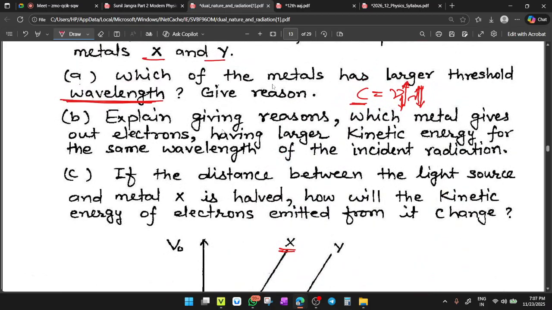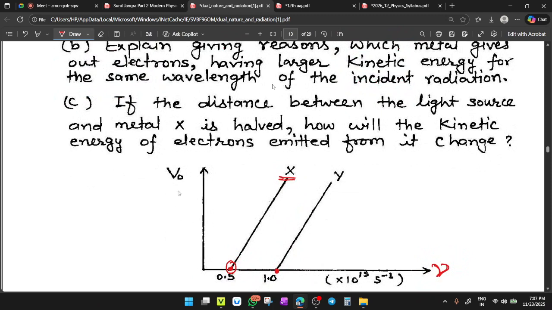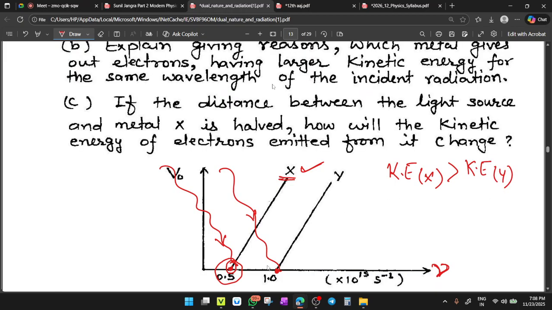Explain, giving reason, which metal gives out electrons having larger kinetic energy for the same wavelength of the incident radiation. Okay, so when you incident two radiations of the same frequency, you have equal radiation energy. The work function here is less, so the remaining energy will be more. Means kinetic energy for X will be greater than for Y, because less energy is imparted as work function here, and more energy is imparted as work function here.